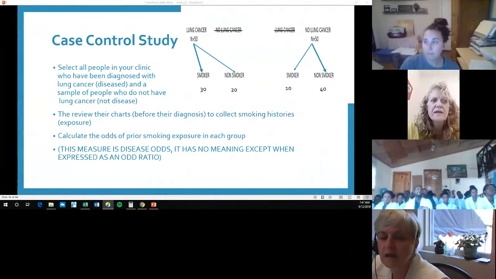Okay. You're going to calculate the odds of prior smoking in the lung cancer group and the odds of prior smoking in the non-lung cancer group.